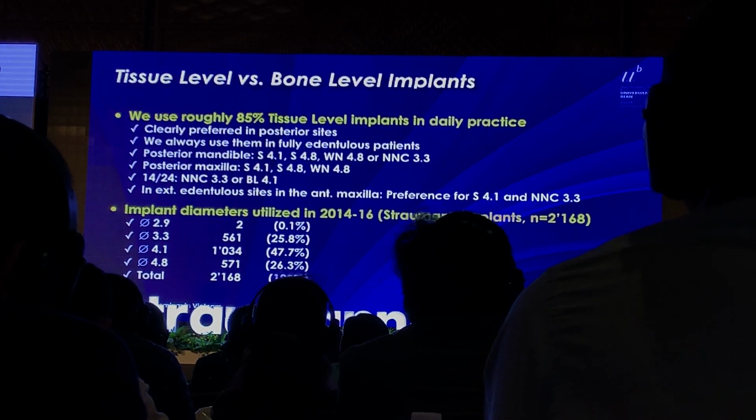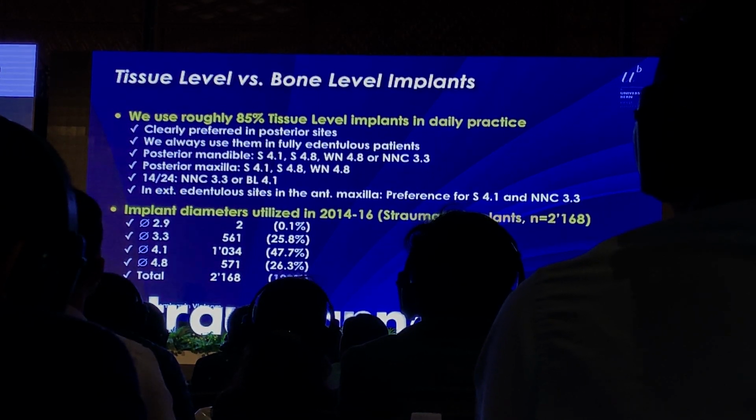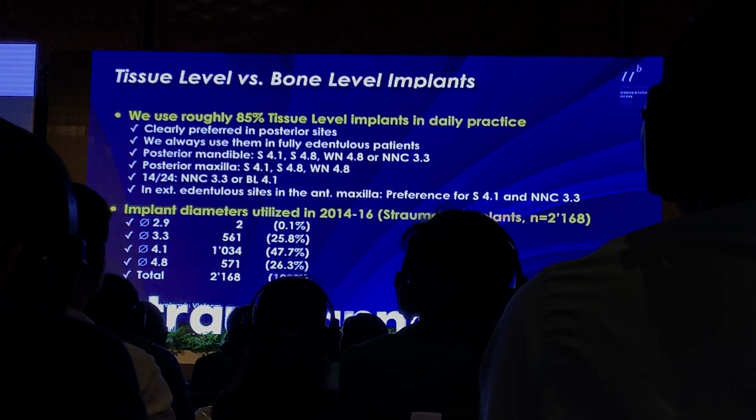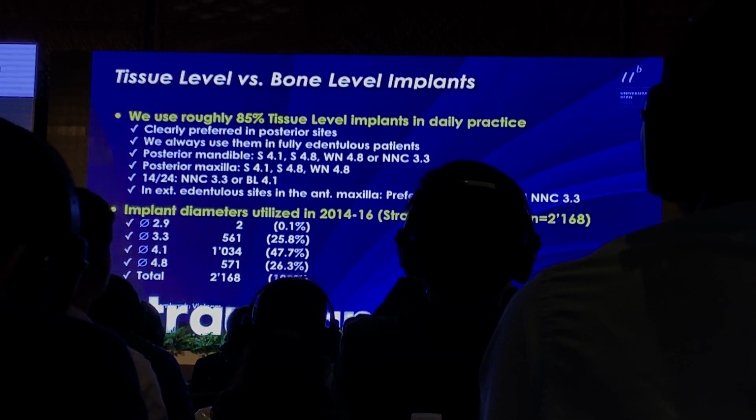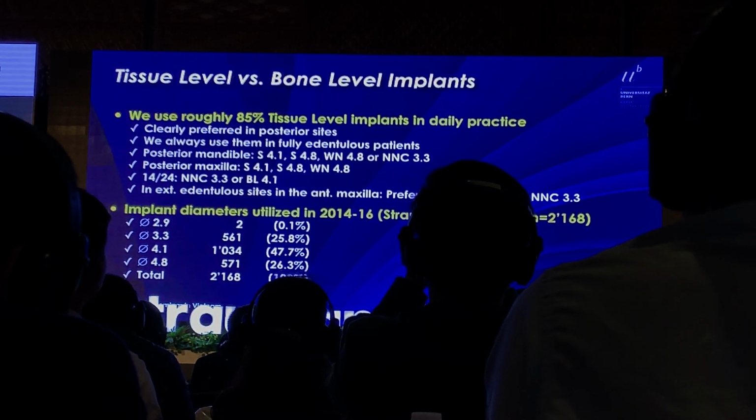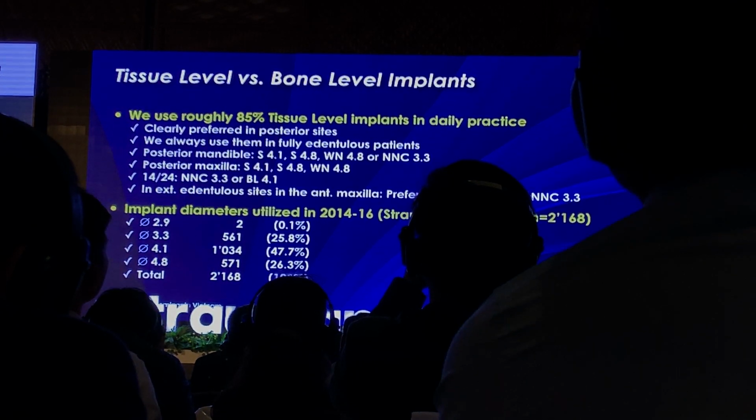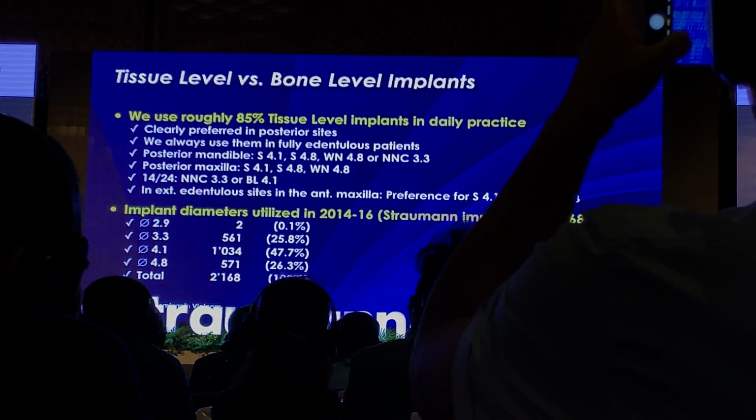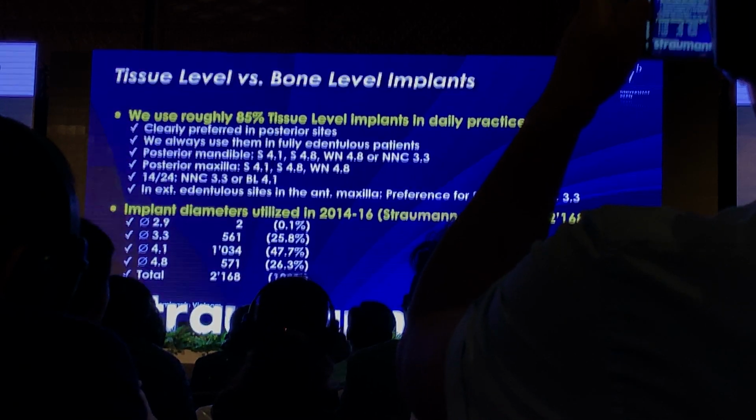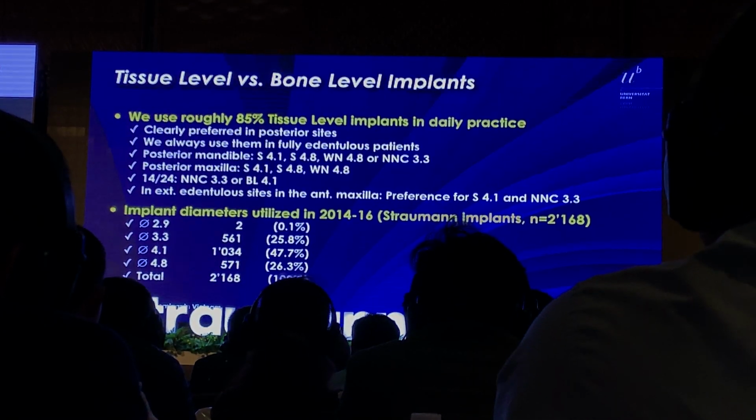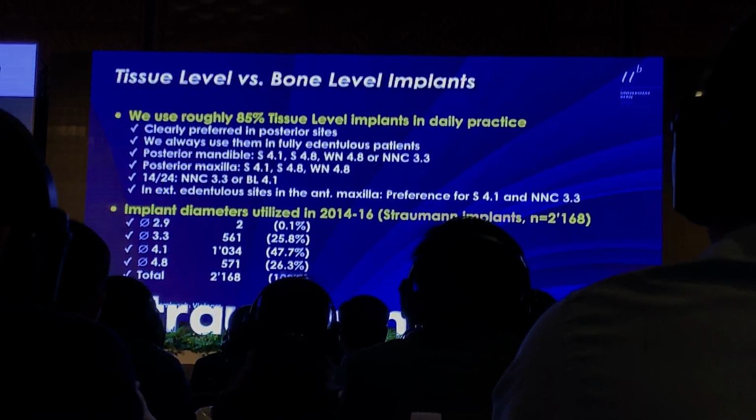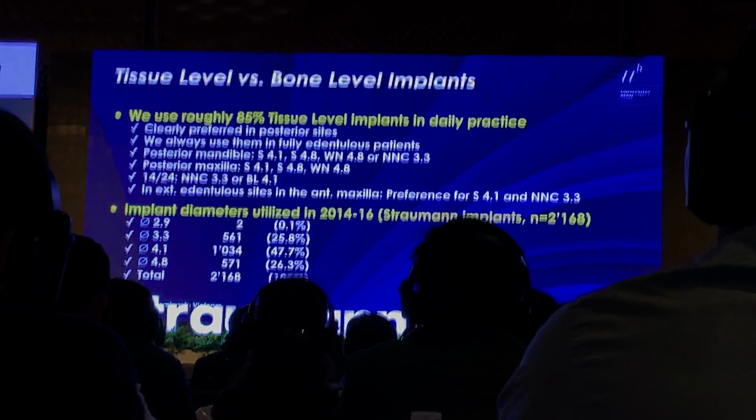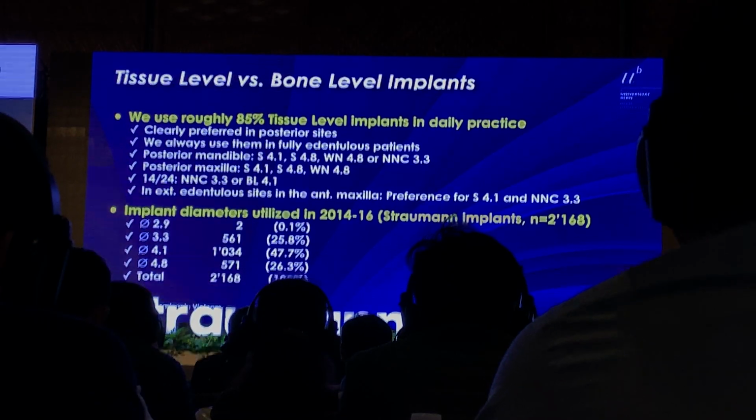How do we use them? 5 years ago, we used about 75% tissue level implants, 25% bone level implants. 2 years ago, when we analyzed again our patient pool, actually the percentage of tissue level went up again. So today I use the bone level implants very limited, for a specific application.